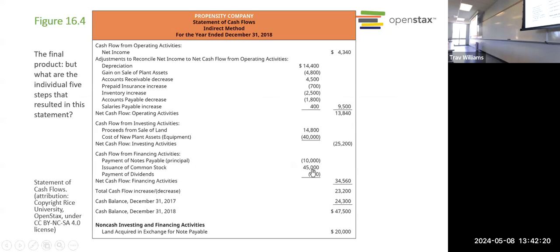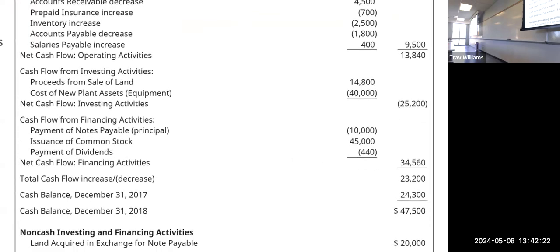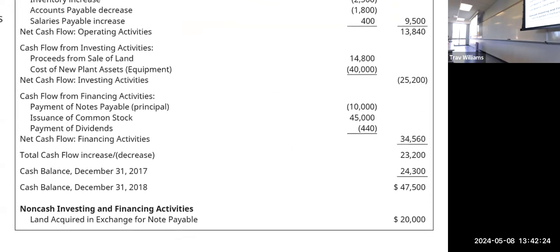We also issued stock, which brought in $45,000. You see that's a positive number, and then we paid out those dividends. So all three of those, remember anything related to debt or equity goes in the financing section. All of that together is $34,560 cash flow.